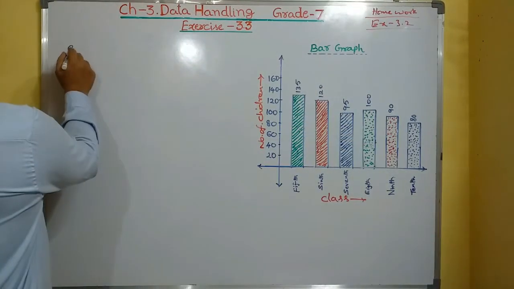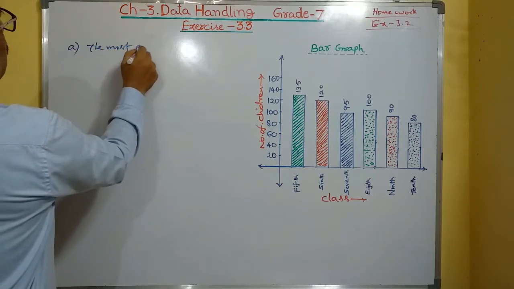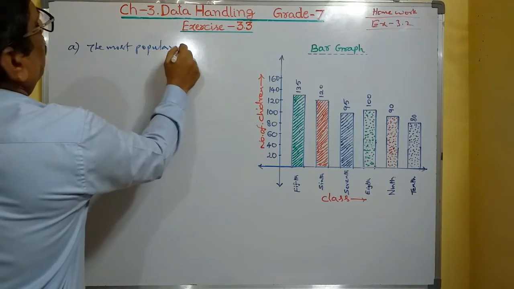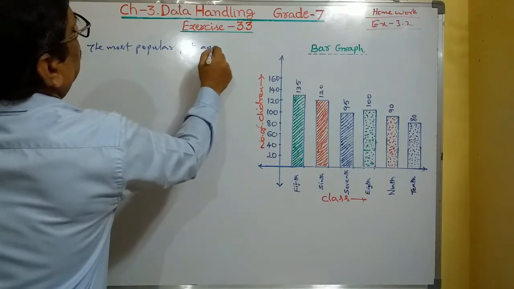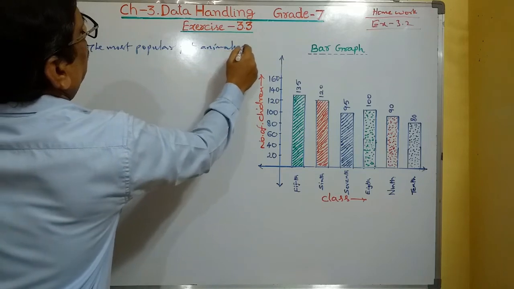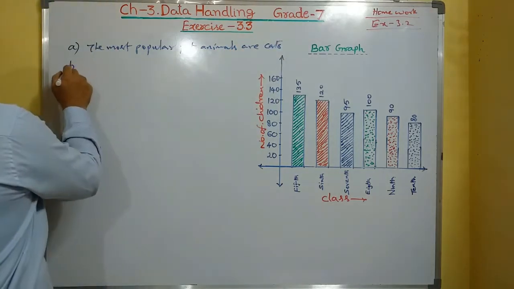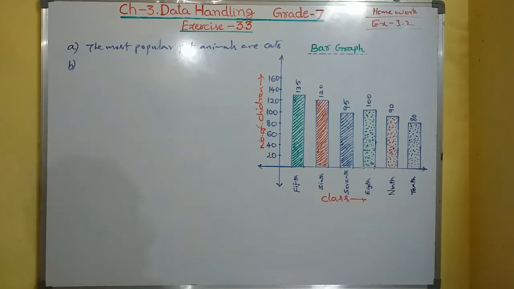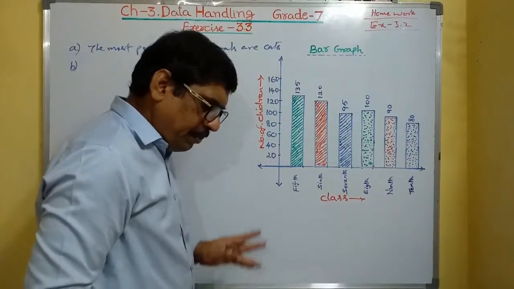So let us answer the first question. The most popular pet animals are cats. This is the first question's answer. Let me read the second one. Okay, the second one is, how many students have a dog as a pet animal?